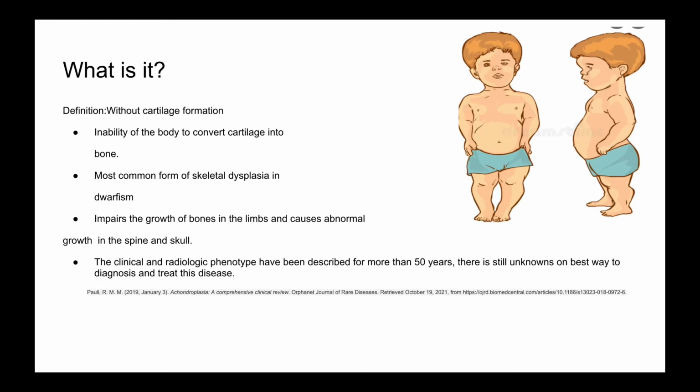What is achondroplasia dwarfism? The definition of achondroplasia is without cartilage formation. This is the inability of the body to convert cartilage into bone, which is the opposite of ossification, the process of converting cartilage into bone. It is the most common form of dwarfism, and it impairs the growth of bones in the limbs and causes abnormal growth in the spine and skull.